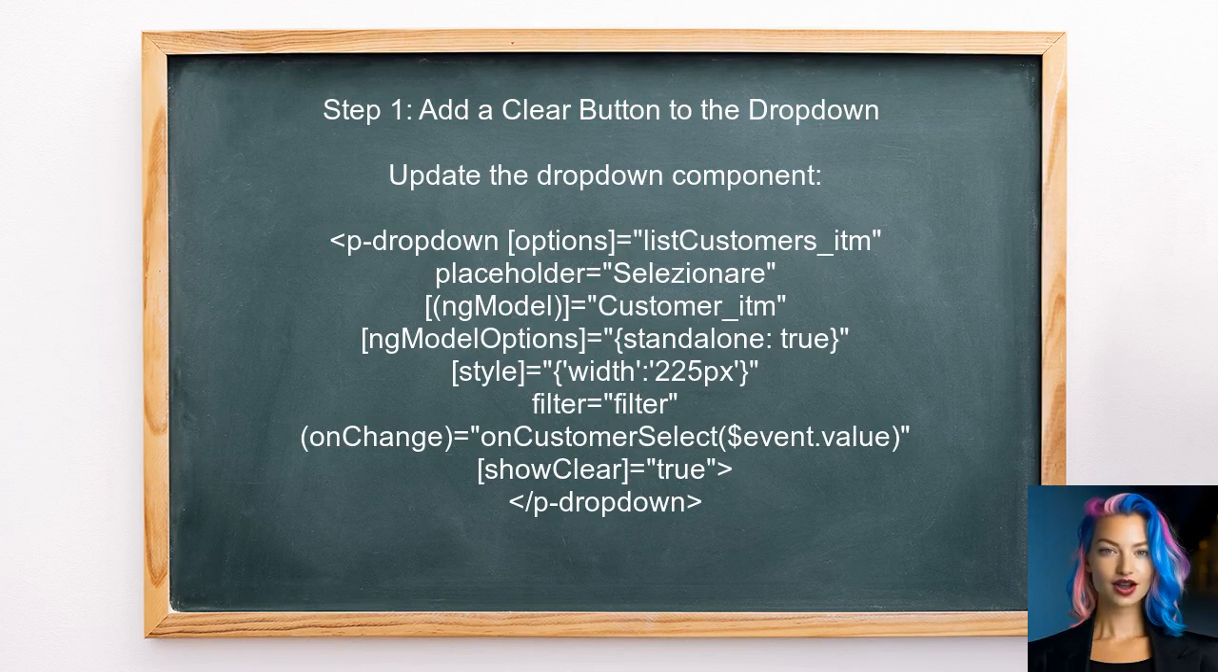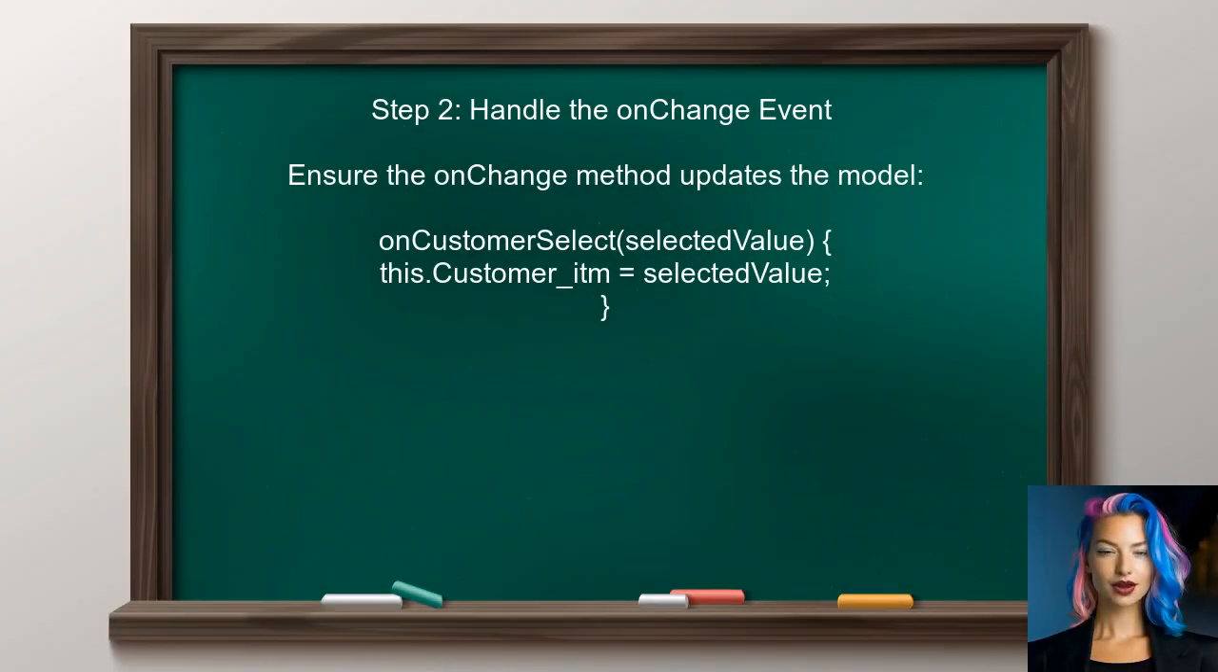To allow the user to clear the selected value in the PrimeNG dropdown, we need to add a clear button. This can be done by setting the Show Clear property to True. Next, the user should ensure that the model is updated correctly when the Clear button is clicked. This can be achieved by handling the onChange event.